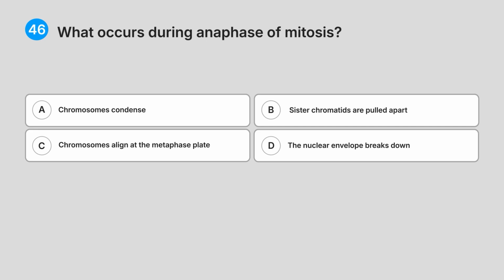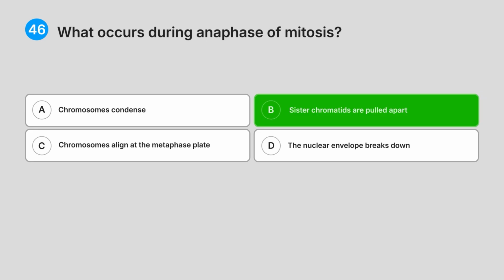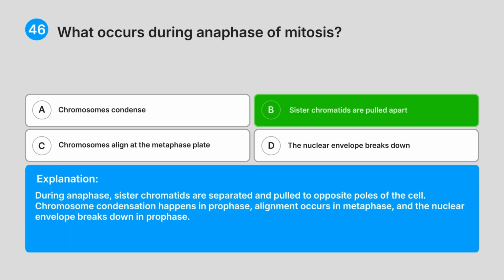Correct answer. B. Sister chromatids are pulled apart. Explanation. During anaphase, sister chromatids are separated and pulled to opposite poles of the cell. Chromosome condensation happens in prophase, alignment occurs in metaphase, and the nuclear envelope breaks down in prophase.